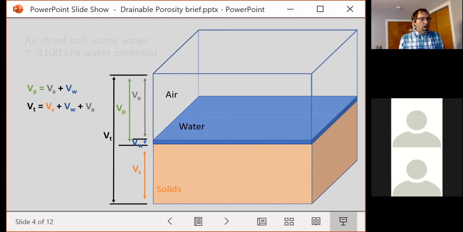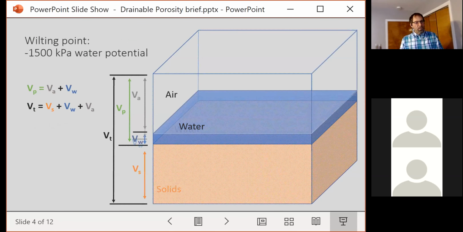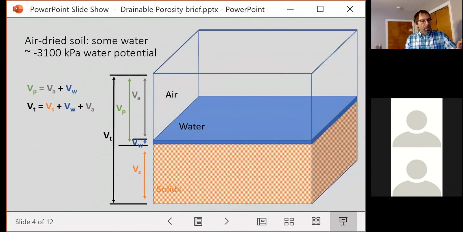Now let's add some more water to that soil. And let's move up to wilting point. There's more water in the soil at wilting point than at air dry. If you dry a soil to one point and then you allow the environment to keep drying that soil through evaporation, that's the difference between wilting point and air-dried soil.